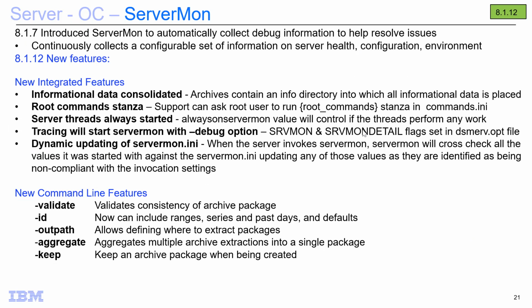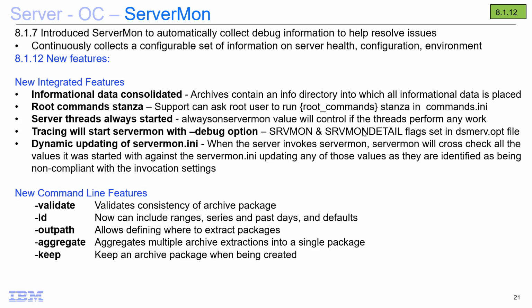On slide 21, we've made some addition to our ServerMon. Now, ServerMon was introduced back in version 8.1.7. It automatically collects debug information to help resolve issues. And this debug information is going to be tarred and zipped up and actually stored back in your Spectrum Protect server. And then if you have to work with IBM support, they can assist you in extracting that and easily getting them all of this historic information to debug what's going on in your Spectrum Protect environment.